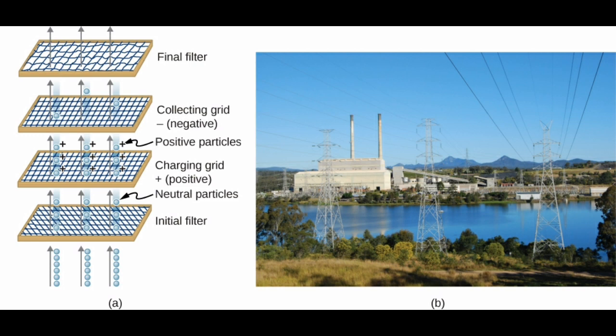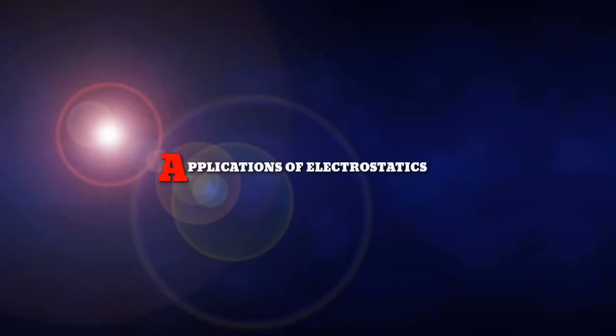Here is the schematic of an electrostatic precipitator. Air is passed through a grid of opposite charge. The first grid charges airborne particles, while the second attracts and collects them. The dramatic effect of the electrostatic precipitator is seen with the absence of smoke from this power plant. Those are the applications of electrostatics.